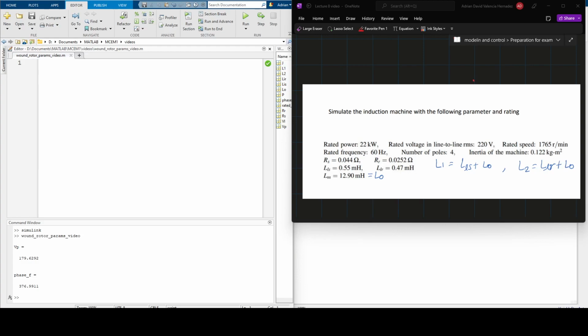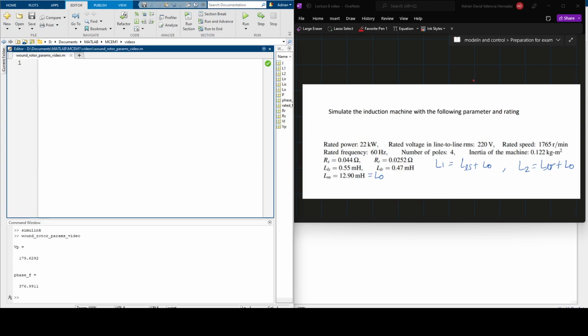Okay. So first they're telling us that we got a line voltage of 220. Then we have a rated frequency of 60. So okay, first we need the phase voltage.